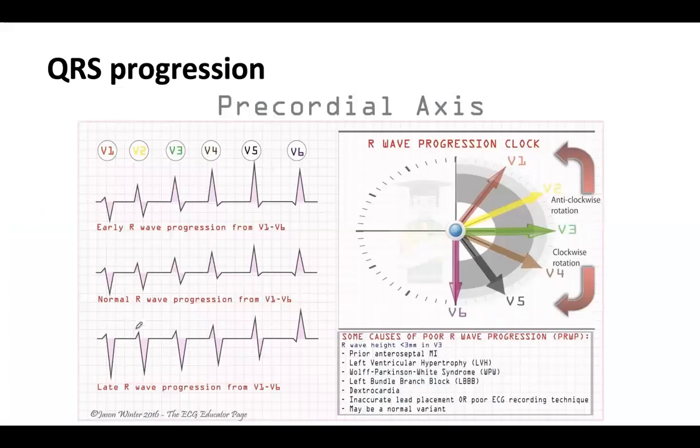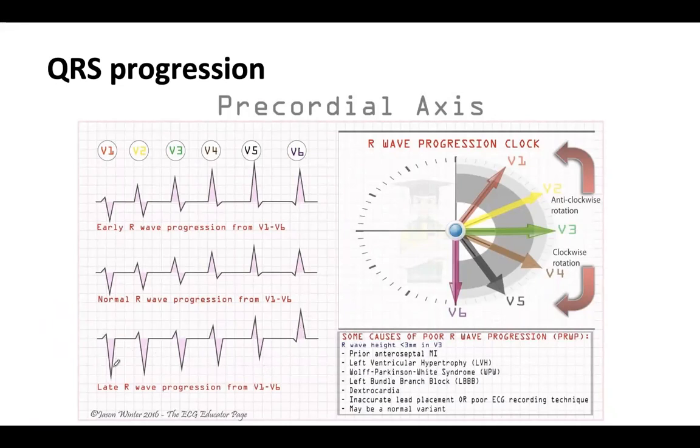Okay, so just QRS progression again. The R wave should become bigger and bigger and bigger until it overpowers the S wave. So this is poor R wave progression down to the bottom.